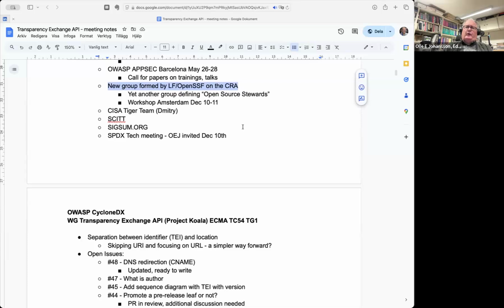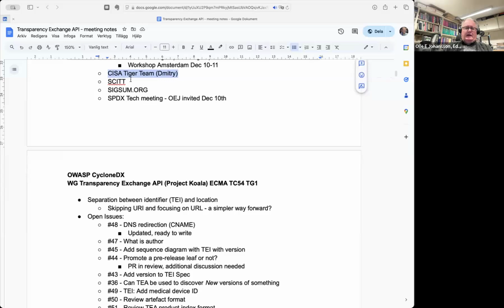There is a new group formed by Linux Foundation on the topic of CRA. They didn't join the Eclipse working groups for this. So I have to monitor that to make sure that we are not promoting any specific version of a standard and try to get TEA in. But all of this movement surrounding CRA makes it really important to get going and get the first version of TEA out. So we have something for the implementation guides.